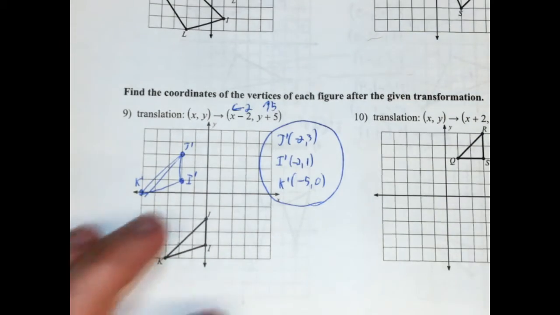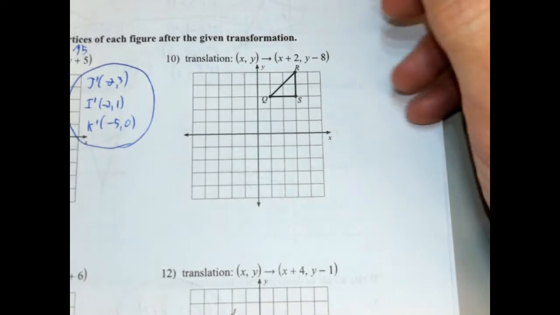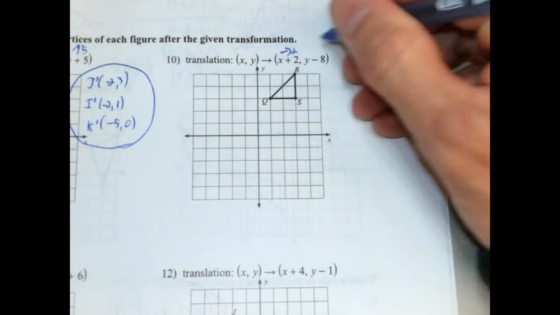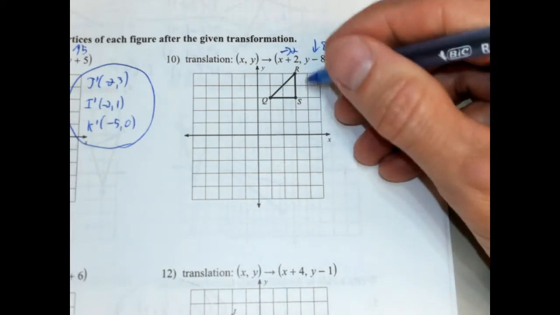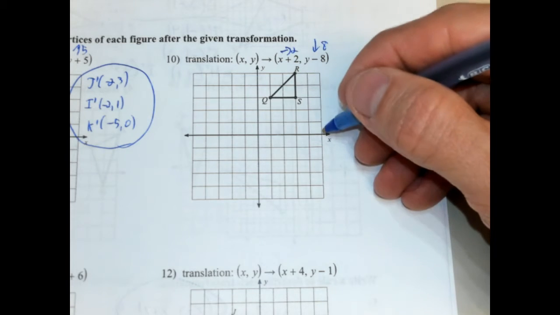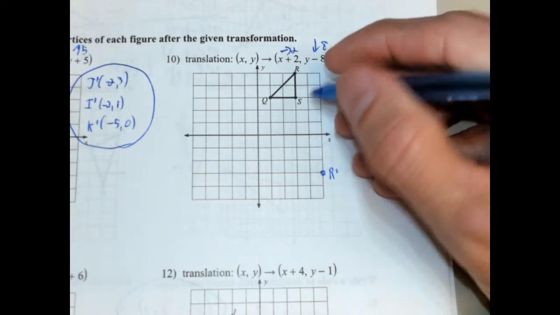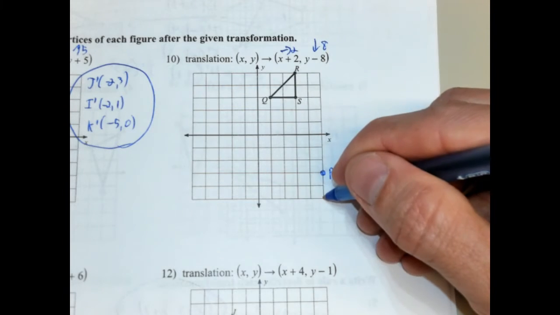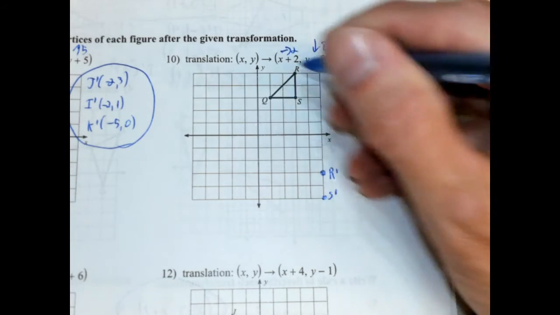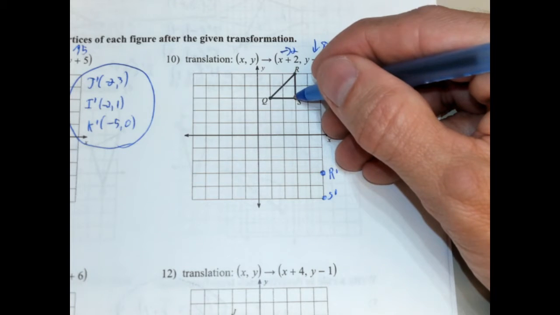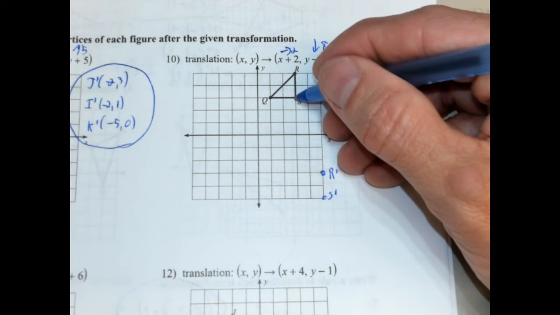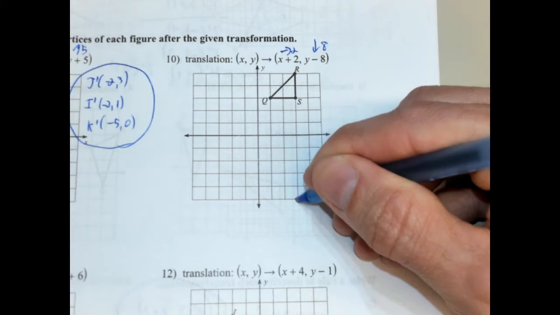Okay, I'm not going to do the others because, well, I guess, no, I'll do them. Why not? Let's do them. We have time. All right, so we're going to go right 2 and down 8. So let's go 1, 2, then down 8. So 5, 6, 7, 8. And that's going to be R prime. So 1, 2, then down 8 will be S prime. Down 2, right 2 and down 8, so let's see, it's 3, 5, that's Q prime.